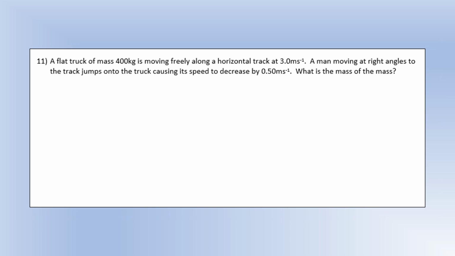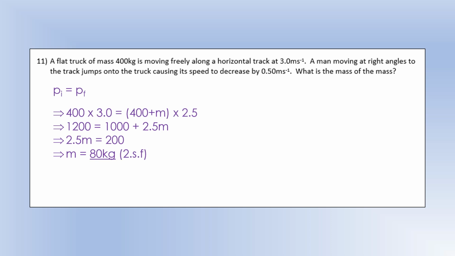A flat truck of mass 400 kilograms is moving freely along a horizontal track at 3 meters per second. A man moving at right angles to the track jumps onto the truck, causing its speed to decrease by 0.5 meters per second. What is the mass of the, well, it says mass, but I think it's meant to say man there. Okay, so the key here is the man is not going to apply a force parallel to the velocity because he's traveling perpendicular to it.